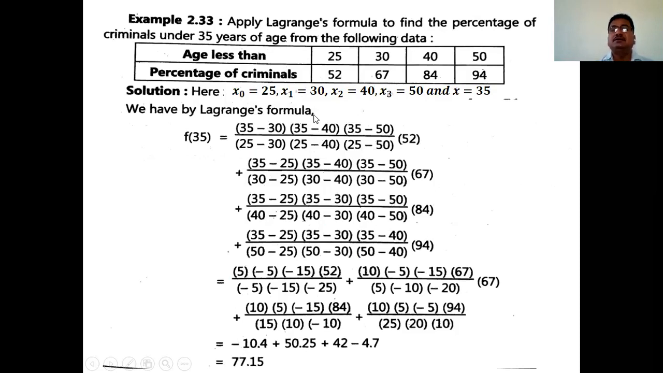So here is the 35. So the answer must be greater than 67 and less than 84, because if we observe, the values of y or fx are increasing, and that's why the answer is greater than 67 and less than 84. It is 77.15.